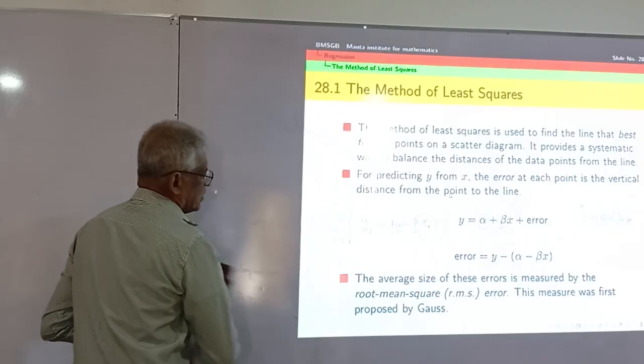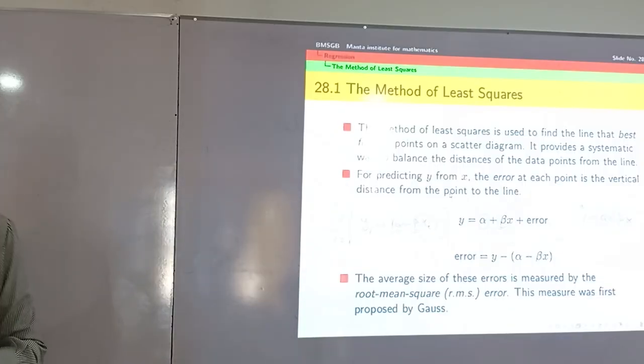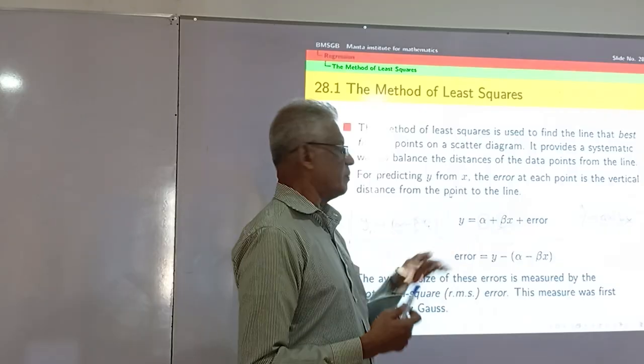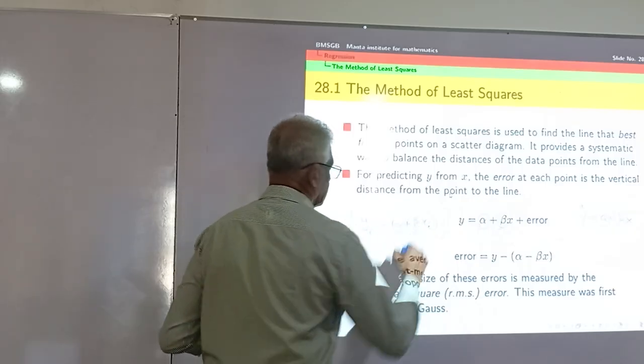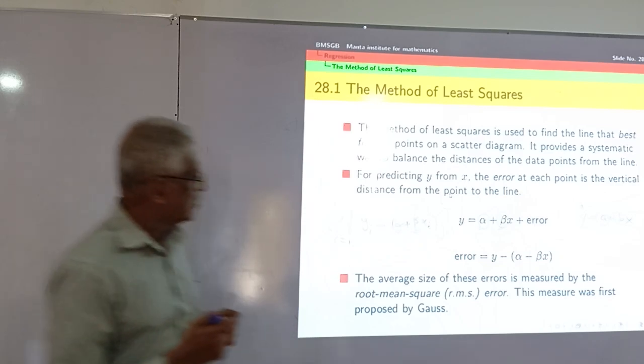Right? So that is the usual procedure that we apply to find this a and b, or estimate alpha and beta. So you can get alpha plus beta x, right? Because when you subtract error, you get. Yeah, sorry. You mean here? Yeah, and there's a. Yeah, there is.